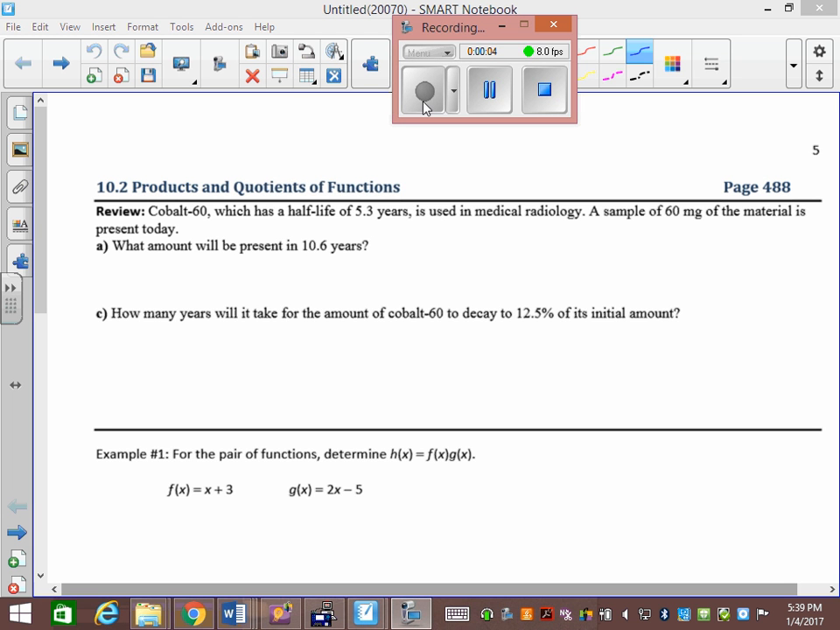10.2, products and quotients of functions. So this is the second last lesson of 30-1. So it starts off with a little bit of review.